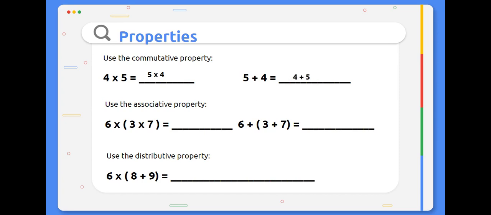Associative property states that it doesn't matter what order you group the numbers, right? For multiplication or for addition. So instead of 6 times the parentheses of 3 times 7, we could have said 6 times 3 in parentheses times 7. For 6 plus 3 plus 7 in parentheses, we could have said 6 plus 3 in parentheses plus 7. Distributive property, remember, means to share it with everything. So we are going to say 6 times 8 plus 6 times 9.